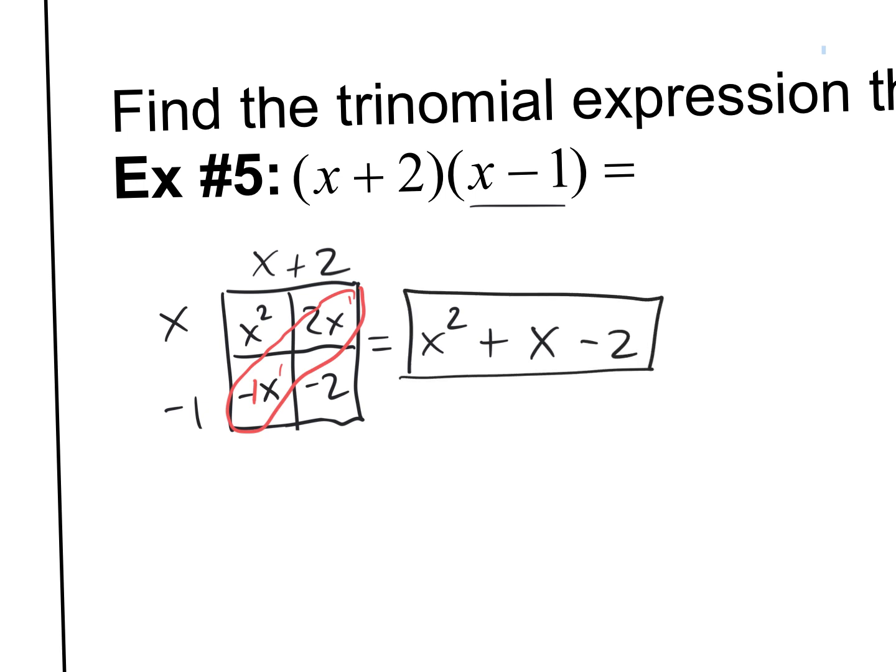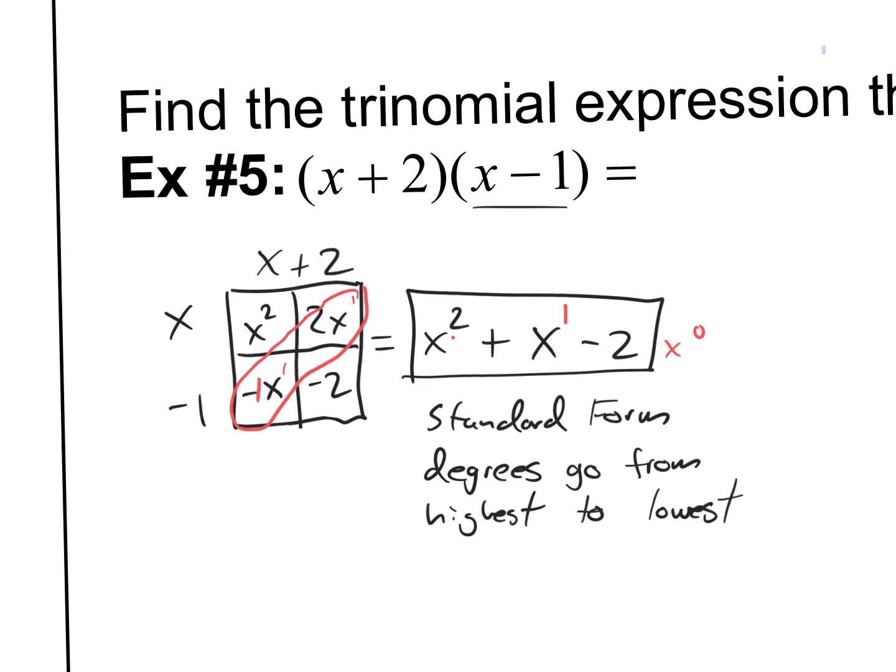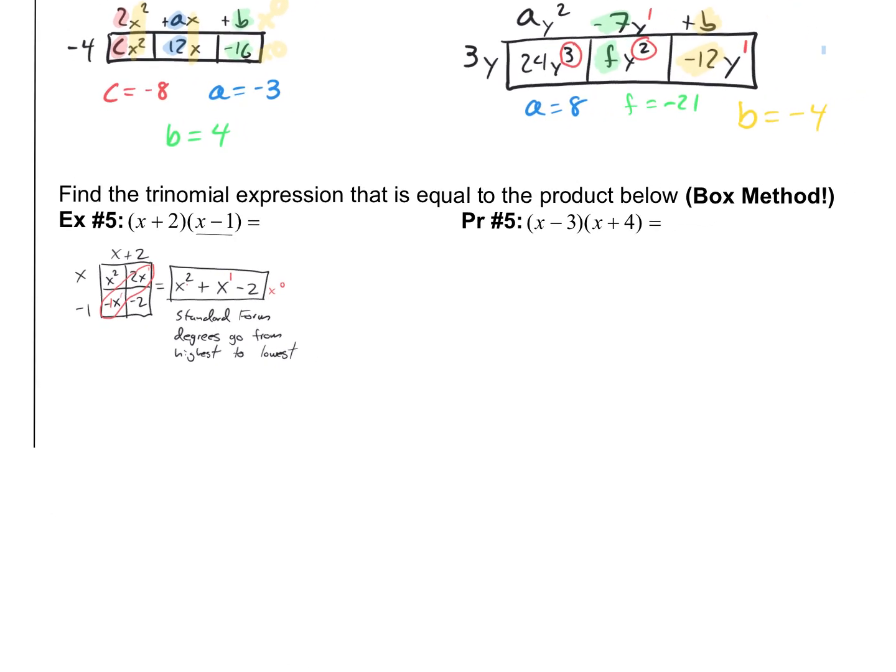And so here's my answer written in standard form. By the way, standard form is just when the degrees go from highest to lowest. So I have a degree of 2, I have a degree of 1, and then technically I have a degree of 0. And so it's all in the correct order. All right, so I want you to try it on practice 5 here. Make a box, work it out, see if you can get the answer.